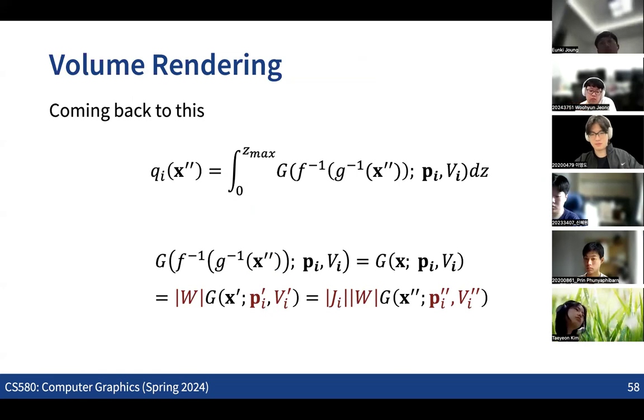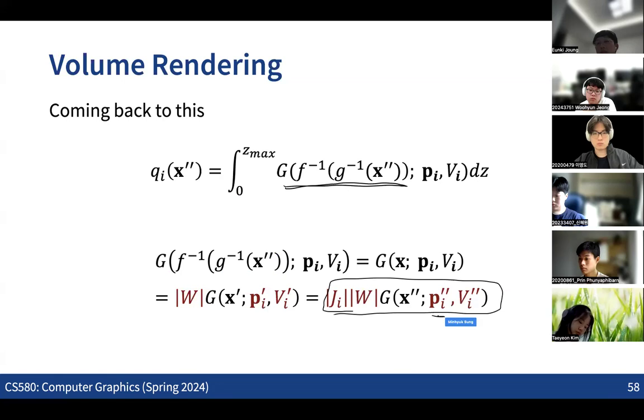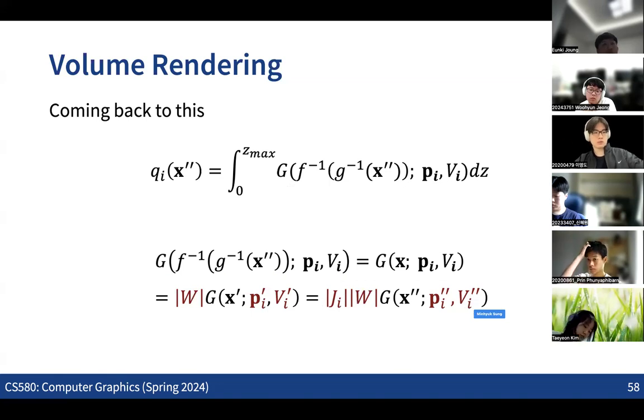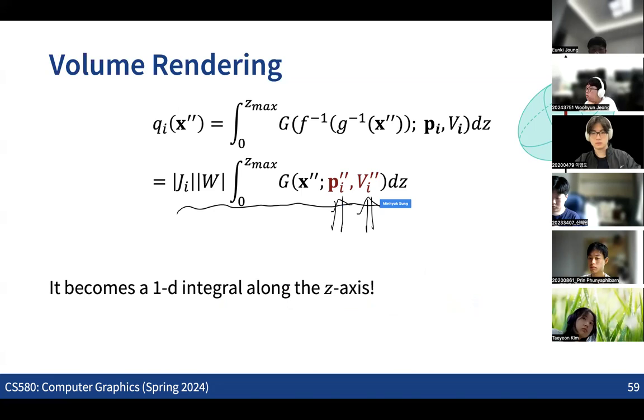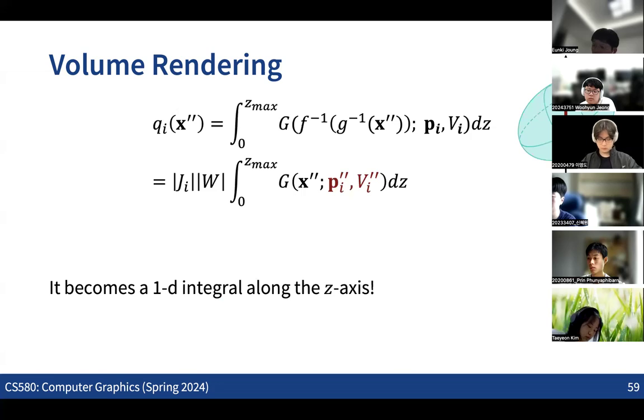with the Gaussian splat defined in the ray coordinate system, we can replace and approximate this part with this formulation, using the transformed center point and the transformed covariance matrix defined in the ray coordinate system. Once we have all this transformation, the good thing is that this integral becomes nothing but taking the integral along the z axis. So we can just ignore the x and y axes, and taking the integral along the z axis becomes our answer for calculating this term.